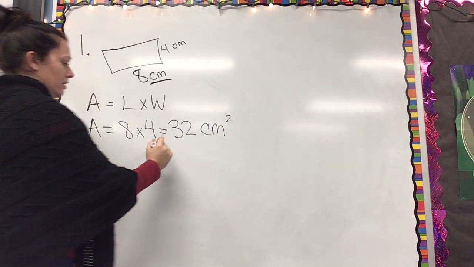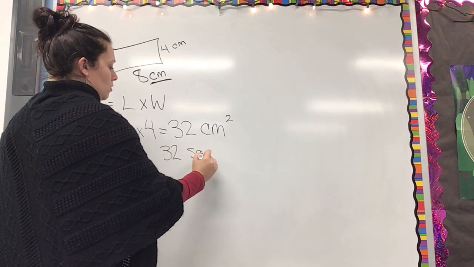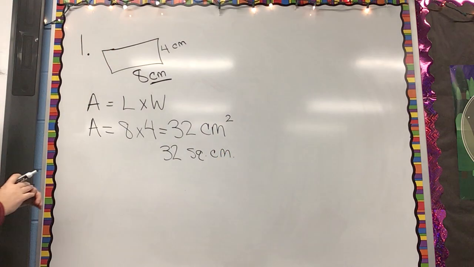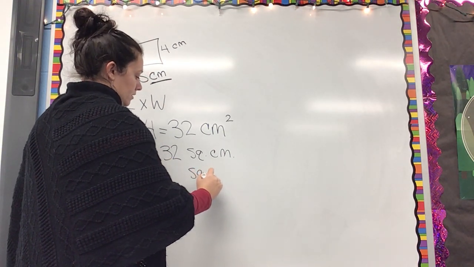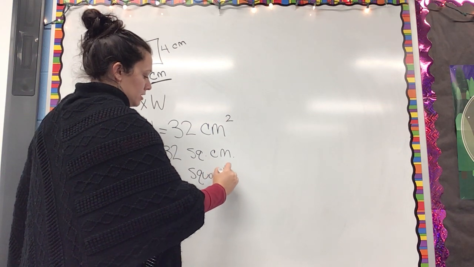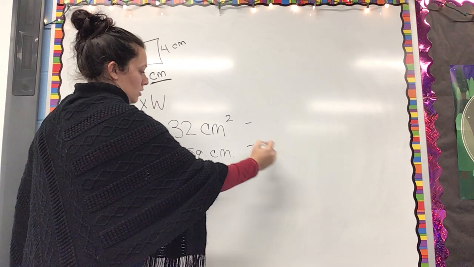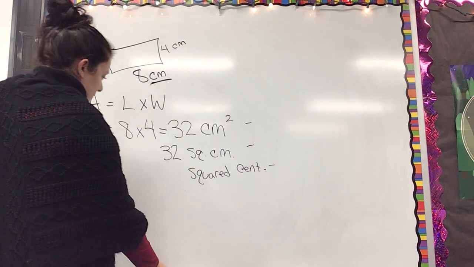If you prefer, you could have this, 32 squared centimeters. There are abbreviated squares and centimeters. If you want to write out squared, you can. It's just more time, but totally up to you. All 3 would get you the correct answer, okay?